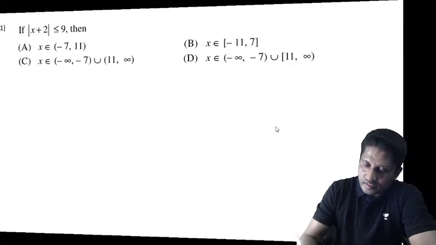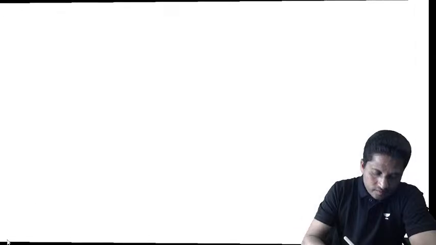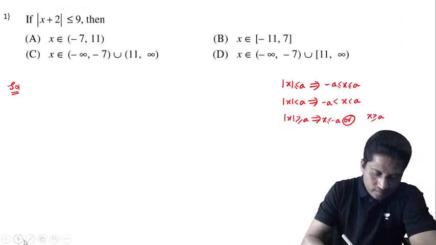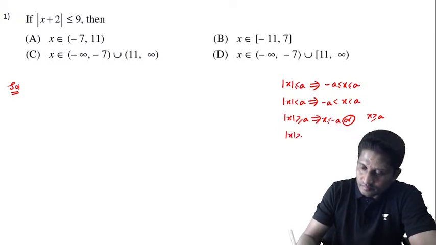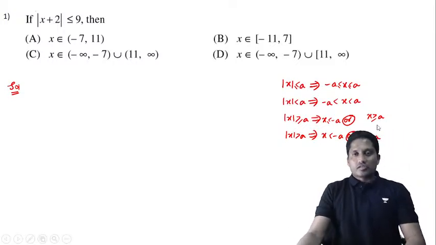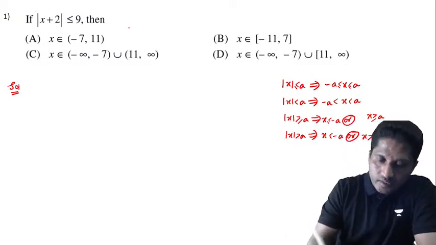Right, and then mod x is greater than a, it should be written as x is less than minus a or x is greater than a. Right, if I use this logic, so mod x is less than or equal to a. Whenever mod x is less than or equal to a, x lies between minus a and plus a.